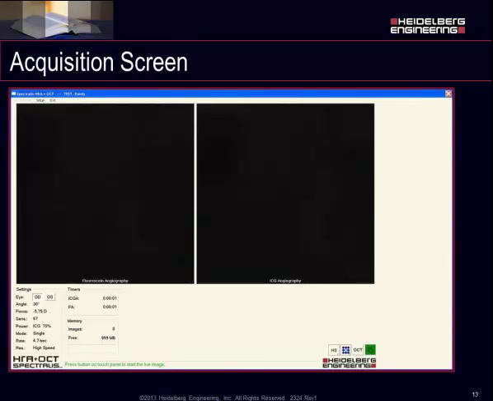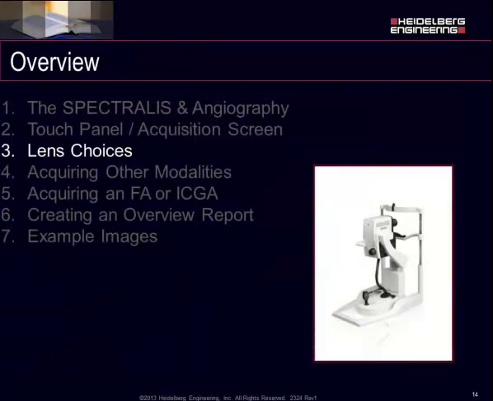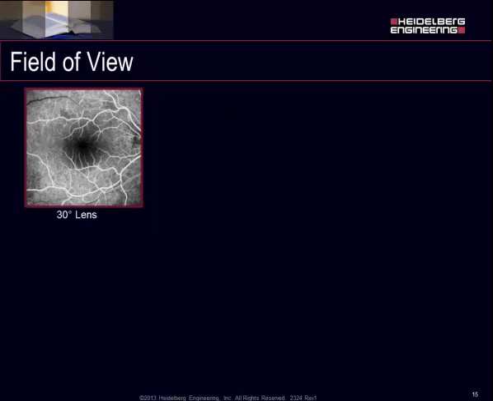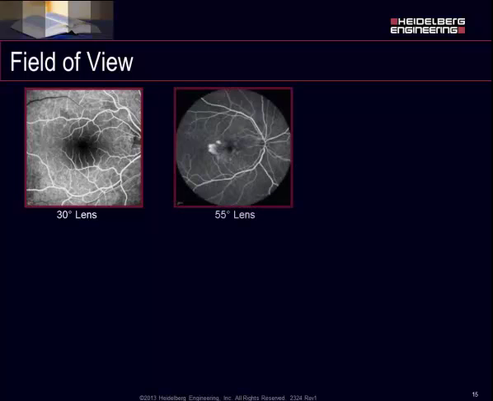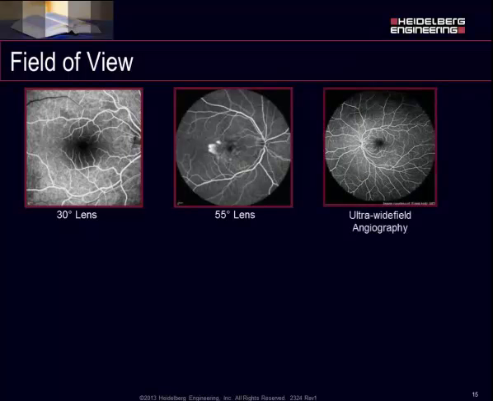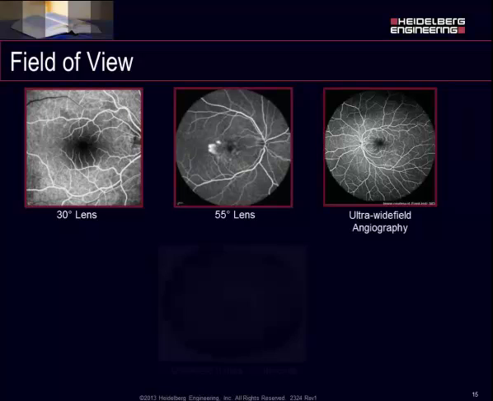On the SPECTRALIS, you're going to have a choice of several different lenses. The standard lens that comes with the machine is going to be the 30-degree lens. You also have the choice of having a 55-degree non-contact lens, the ultra-wide-field non-contact lens, or you can do a composite image.